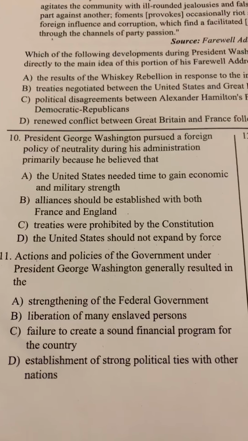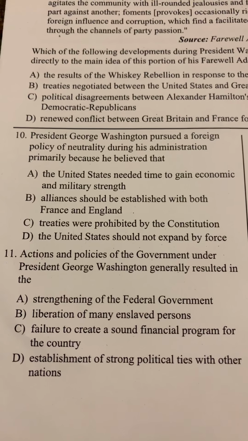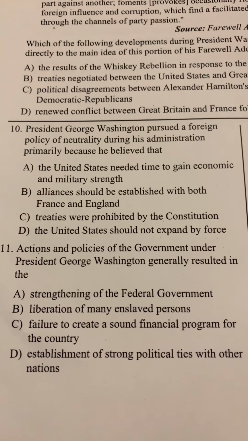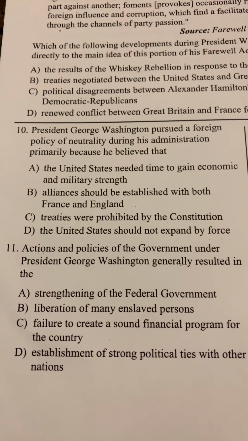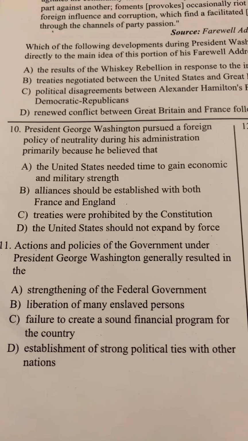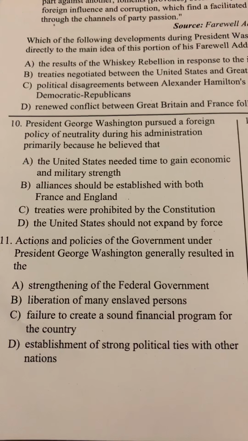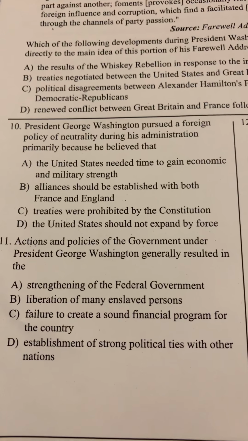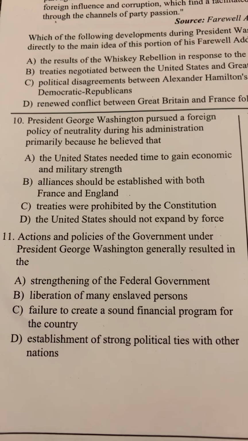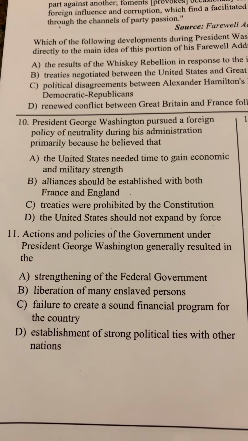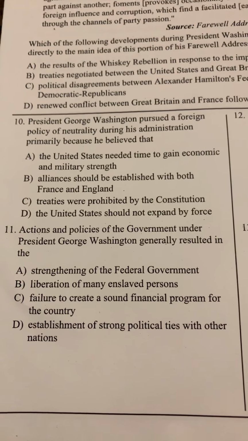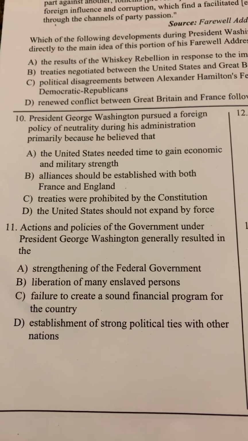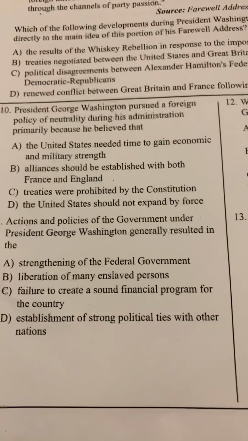Number 10. President George Washington pursued a foreign policy of neutrality during his administration, primarily because he believed that A. The United States needed time to gain economic and military strength. B. Alliances should be established with both France and England. C. Treaties were prohibited by the Constitution. Or D. The United States should not expand by force.